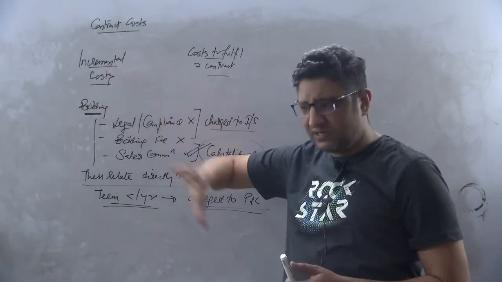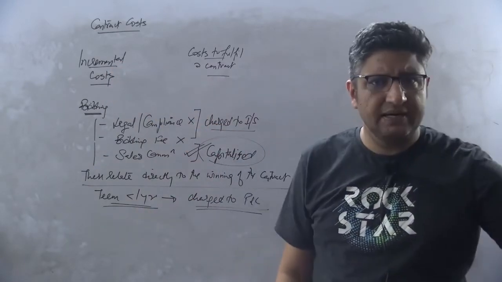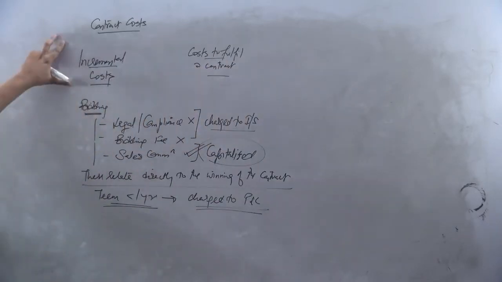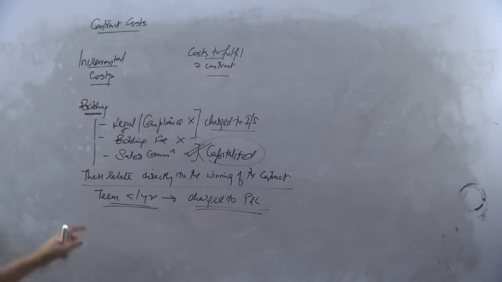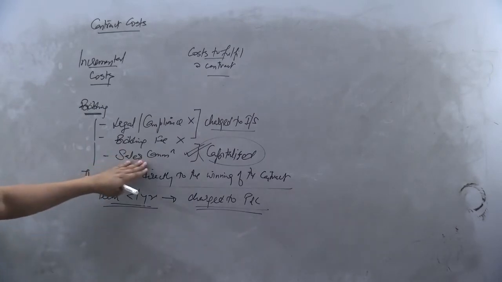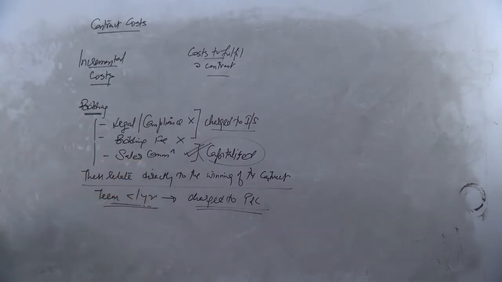All right, so that is the simpler part. The easy part is: normally, incremental costs are charged to the P&L unless the term is more than 1 year, with respect to the common example of sales commissions there.